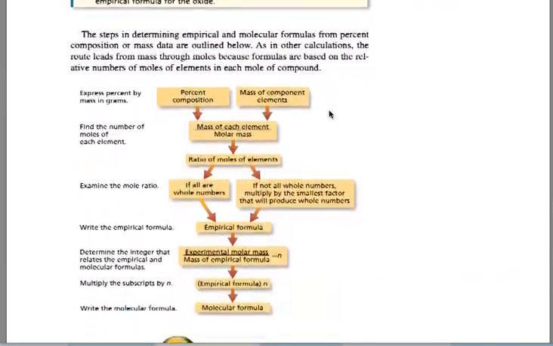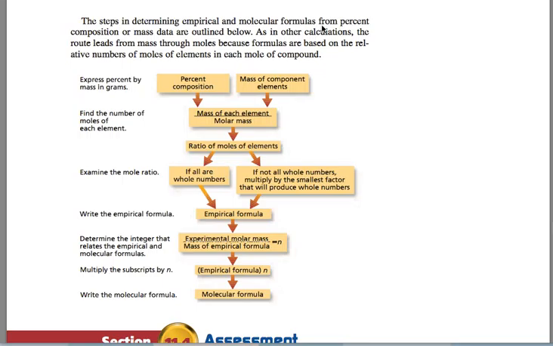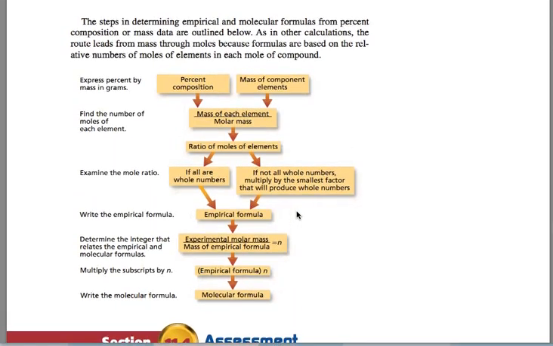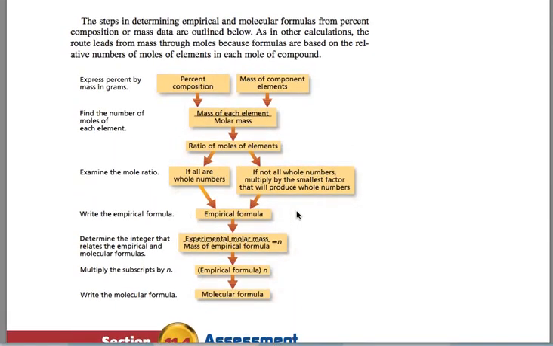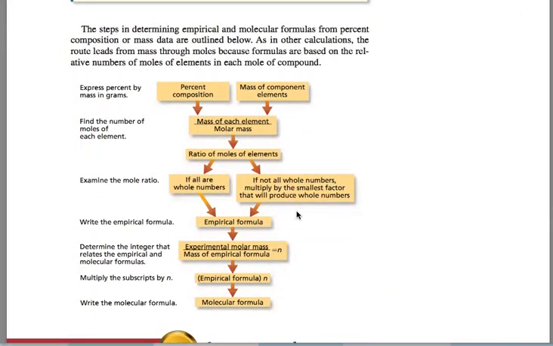The steps in determining empirical and molecular formulas from percent composition or mass data are outlined below. As in other calculations, the route leads from mass through moles because formulas are based on the relative number of moles of elements in each mole of a compound. So this is a flow chart to help you determine what to do. I think you kind of have to have it in your head, not memorize the flow chart, but have a sense of how they relate to one another so that you can figure out how you're going to set up your calculations. Hope this helps.